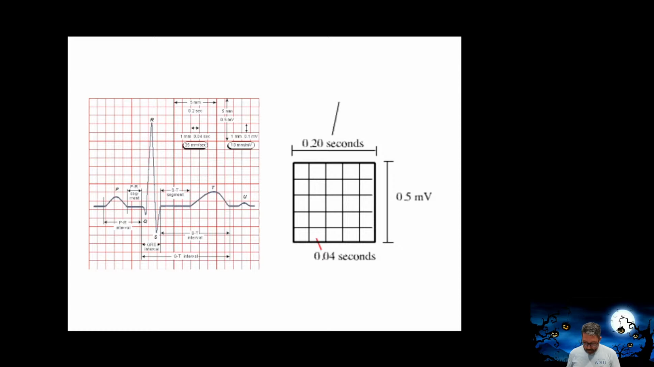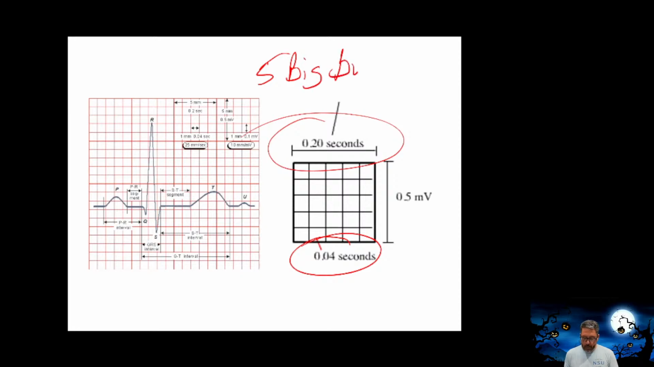There's our graph paper. Again, 0.04 seconds is one little box. 0.2 seconds is one big box. So 5 big boxes is 1 second of time.